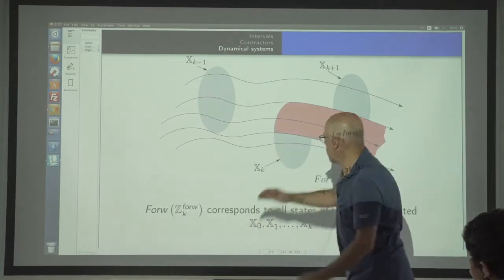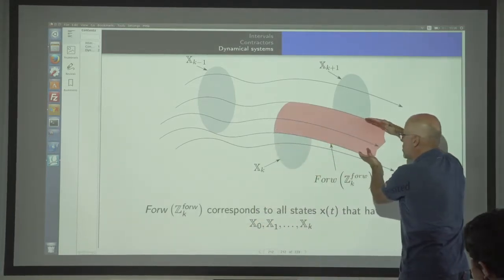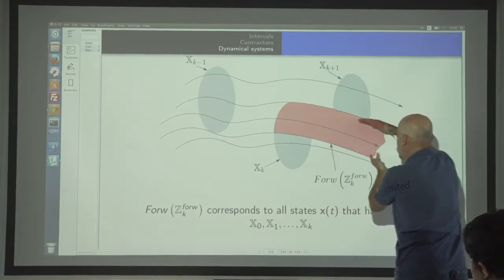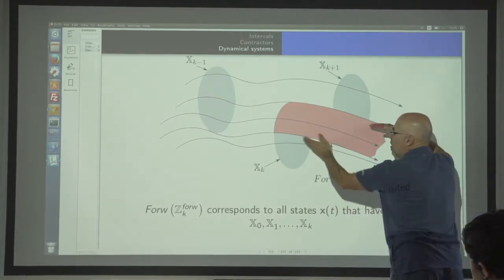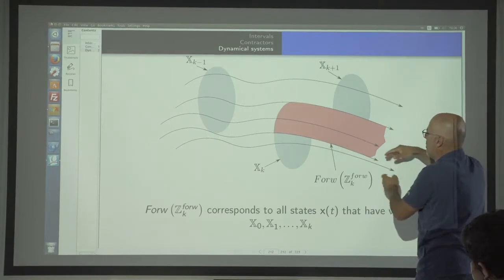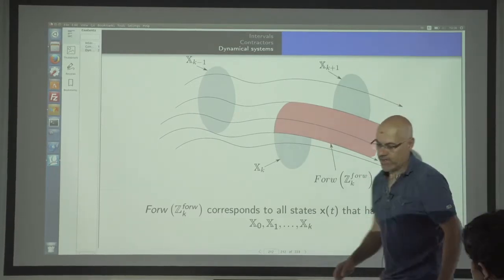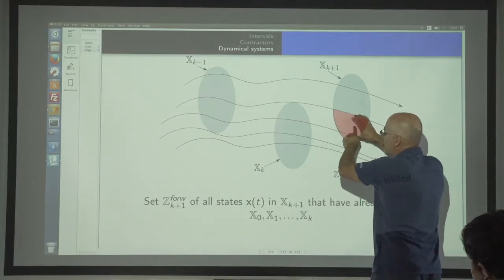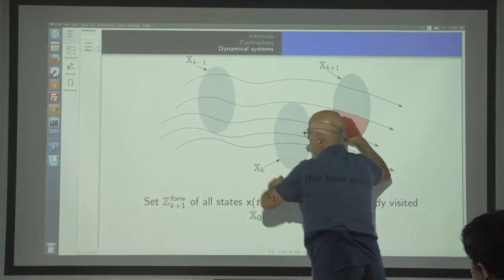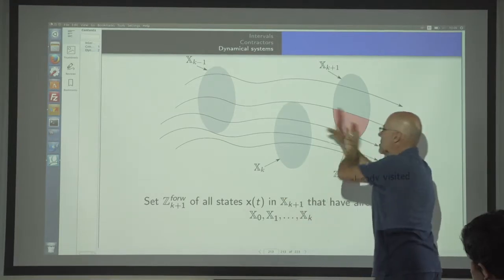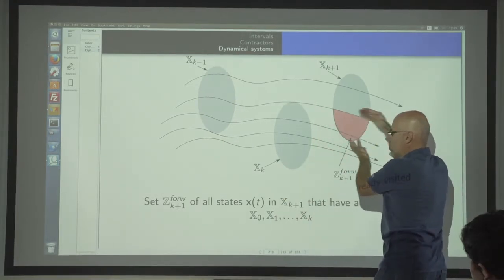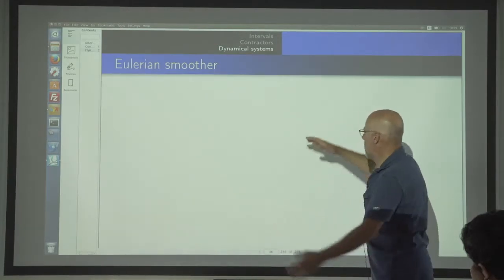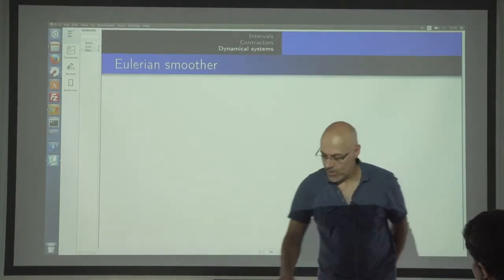So first, I compute the forward reach set with respect to this one, and I know that this corresponds to the future of consistent points. Then I do the intersection with this one, and I have here the set of all points that have visited this one and this one, so xk, xk minus 1, and so on. So I was able to obtain an equation for what we call the filter.